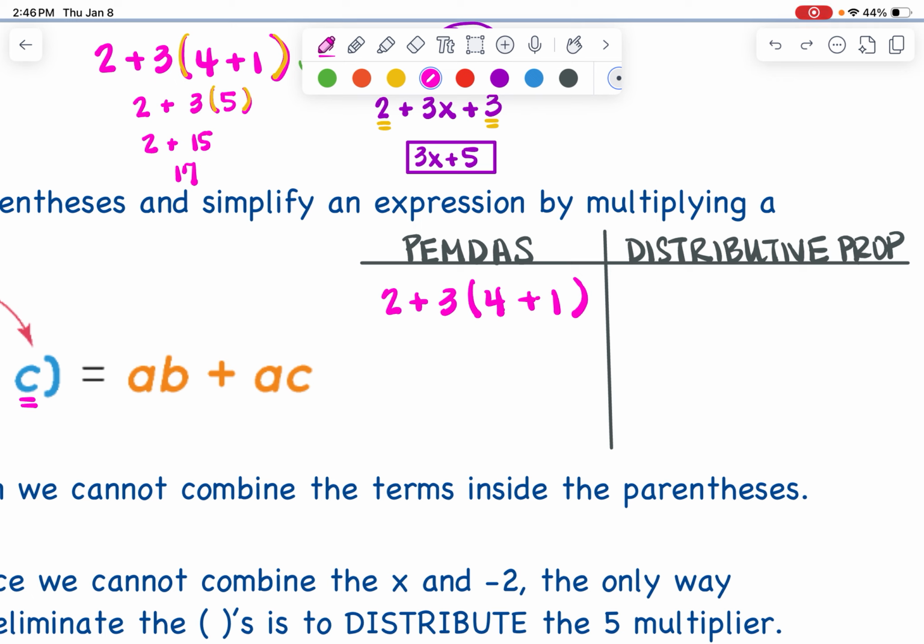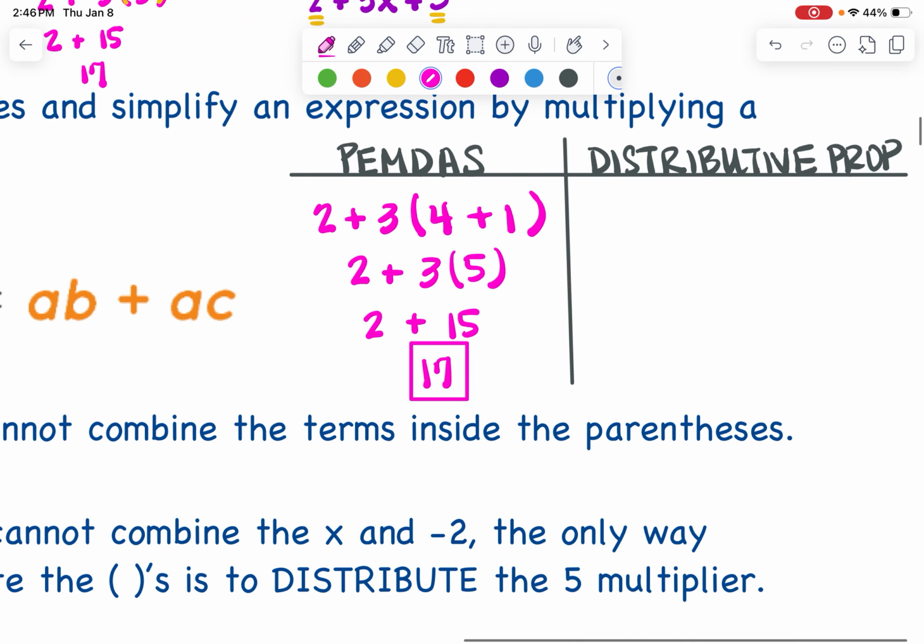So we know in PEMDAS, we would simplify the parentheses, which would give us 5. And then we have to multiply before we add. And again, we already talked about all this. So we get a final answer of 17. So that would be simplifying using PEMDAS.